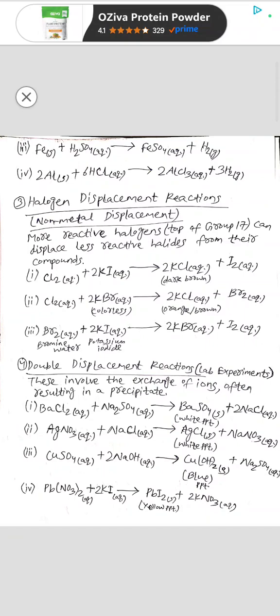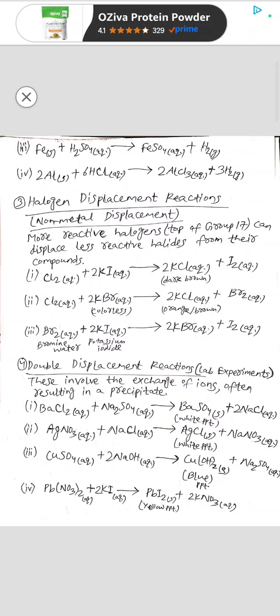So in the first example, Cl2 plus 2KI, potassium iodide. Chlorine is more reactive than iodine, I2. So chlorine will displace iodine from potassium iodide to form potassium chloride plus iodine aqueous. So the reaction is Cl2 plus 2KI gives 2KCl, the color is dark brown, plus iodine.